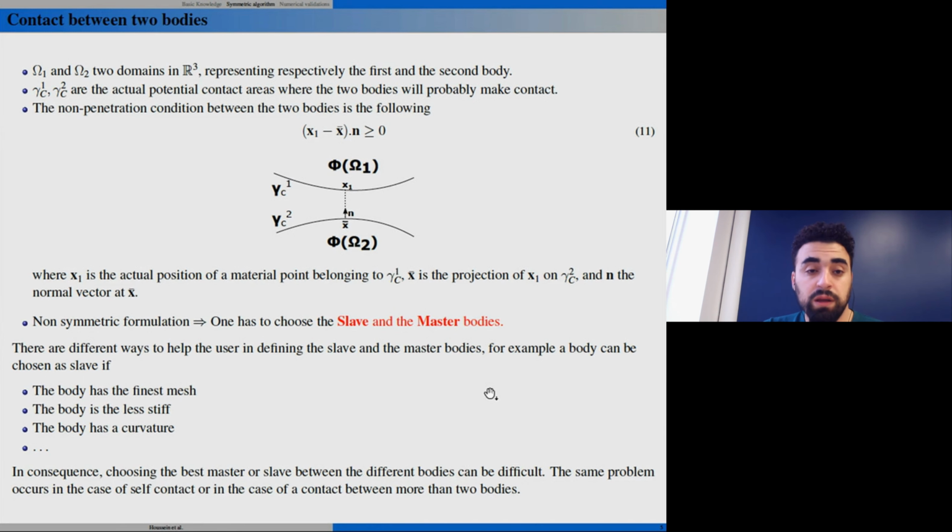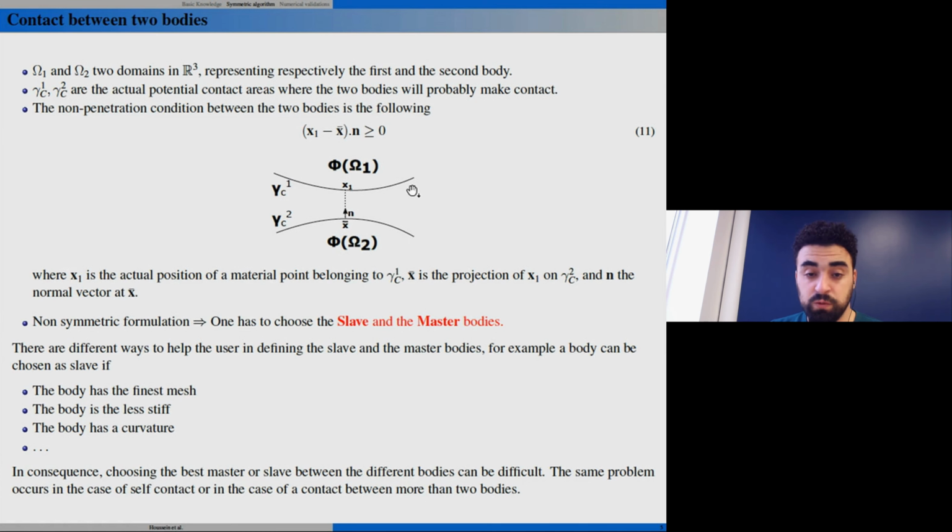Now, for the contact between two bodies, we take the first one as omega 1 and the second one as omega 2. Here, the unknown is the displacement field for the two bodies, and it is also a solution of a minimization problem of the total potential energy of the first and the second body with a non-penetration condition. Here we will take the first one as a slave and the second one as master. It means that our non-penetration condition will be as follows.